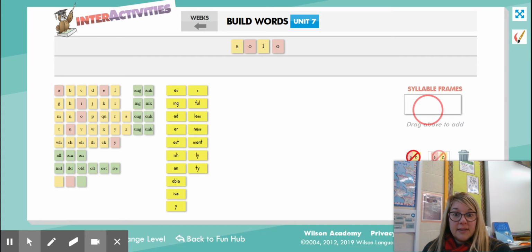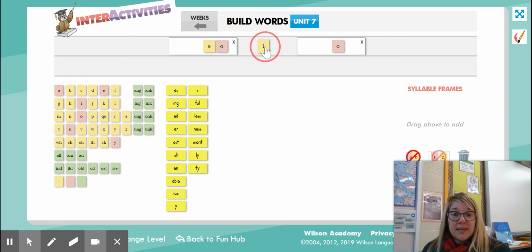So if I grab my syllable frames and show you solo, I would separate my word. Remember, if there's two vowels, we look inside to see the consonant. When it was a closed syllable, second graders, we used to keep that consonant with the vowel. But if I did that, if I kept my consonant with my first syllable, that would be the word sol-o. Sol-o, and that doesn't make sense. So I have to move my consonant to the second syllable frame.